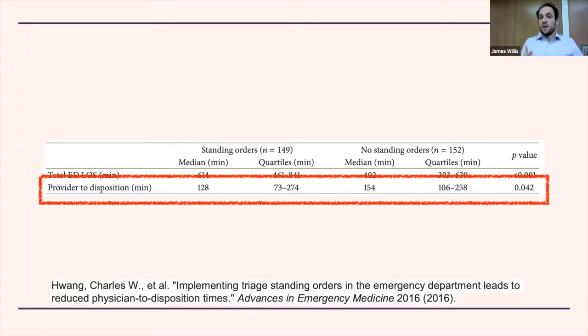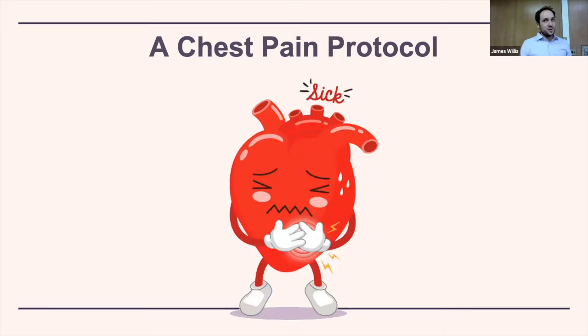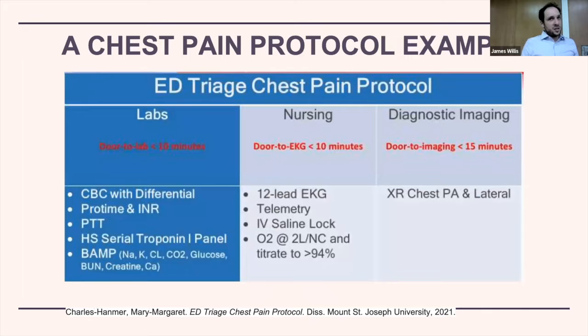Now I'm going to go over just a few specific protocols that maybe you could start to see in practice here, maybe not. So one is a chest pain protocol. Contentious, I understand. I can see some eye rolls already in the audience. But think about this particular protocol. This is from a QI study. It's not published in the peer-reviewed data, but it is an interesting QI study, and it included a triage chest pain protocol, a diagnostic standing order protocol, including these labs.